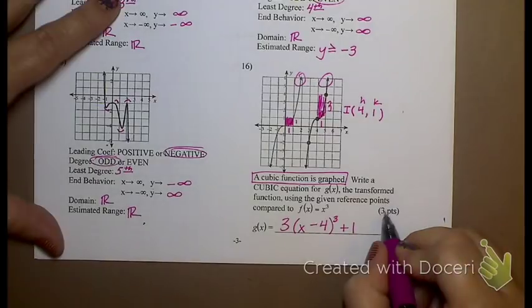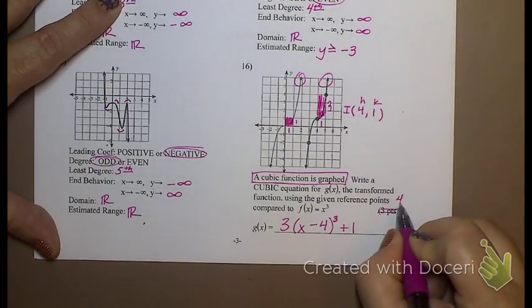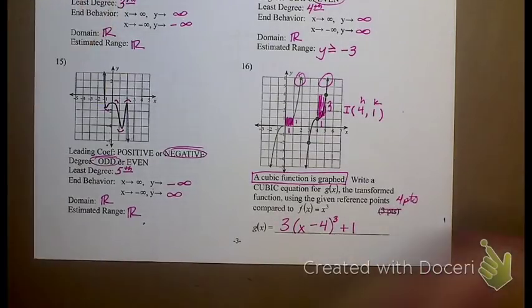By the way, this one was not worth 3 points. It was worth 4 points. I apologize for that, but if I didn't make it worth 4 points, it added up to 49, and that was bothering me. I had to throw in an extra point somewhere.